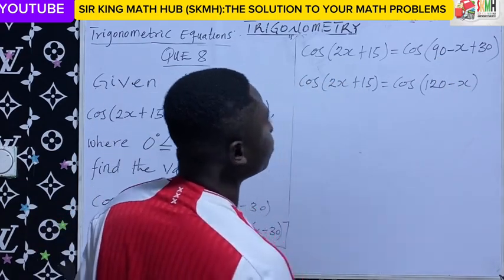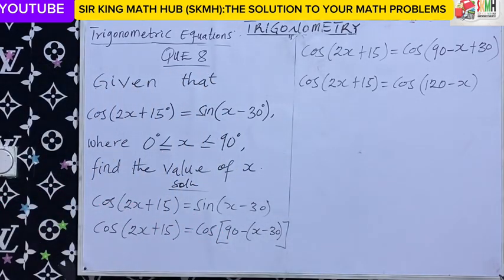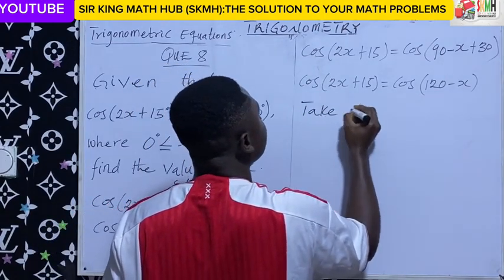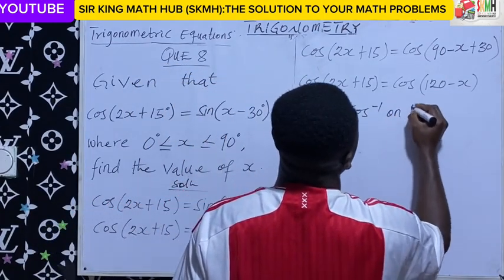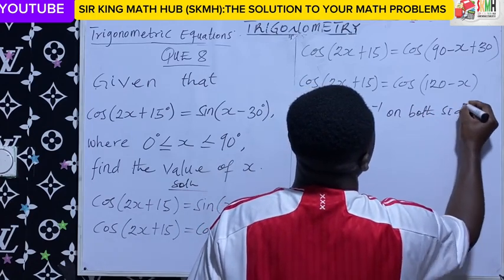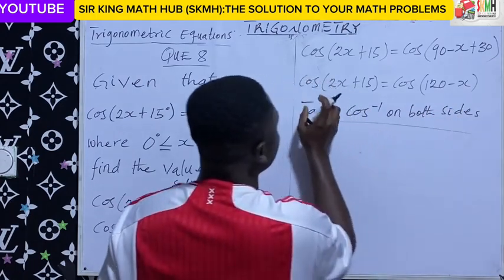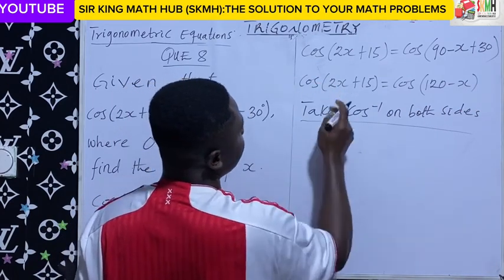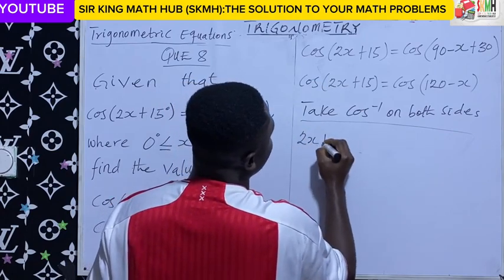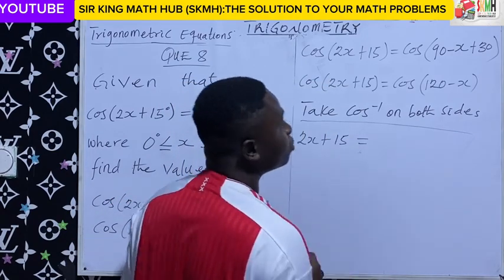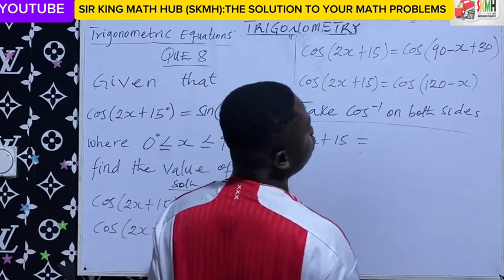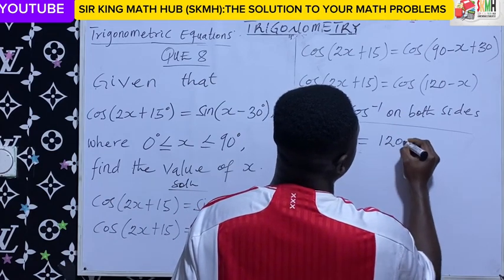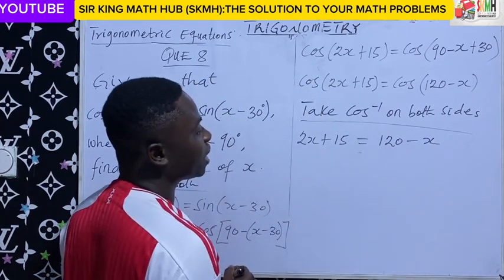Now, we have cos on the left, cos on the right, so we can easily take the cos inverse on both sides. Taking the cos inverse of cos(2x + 15), the cos inverse and the cos will cancel out, leaving 2x + 15. And this should be equal to taking the cos inverse of cos(120 - x). So the cos and the cos inverse will cancel out, leaving 120 minus x.